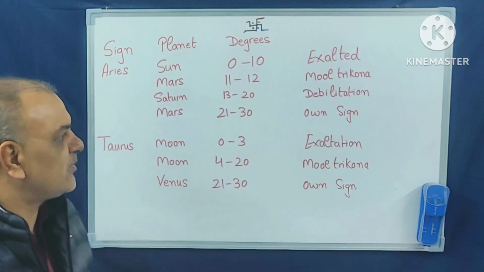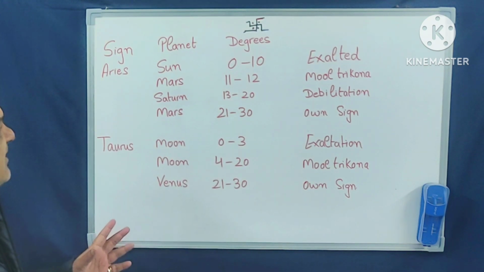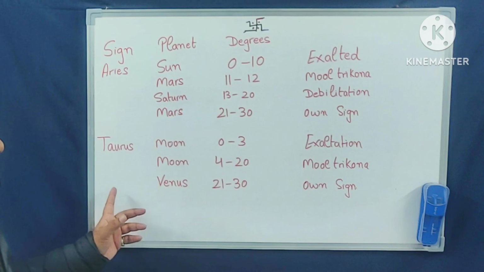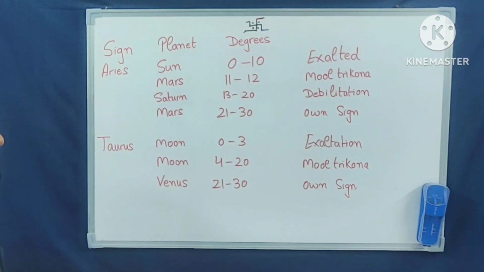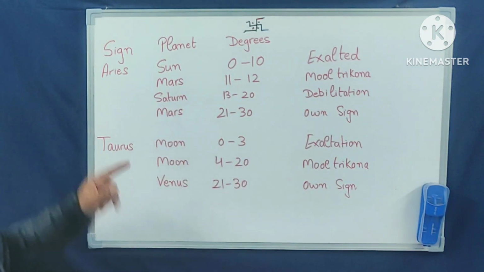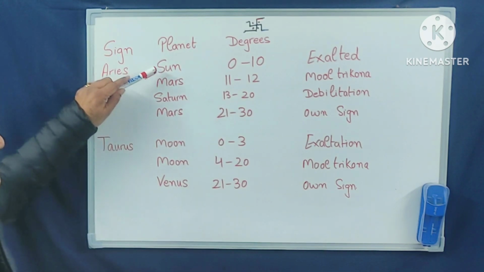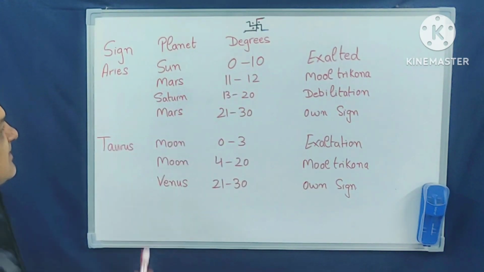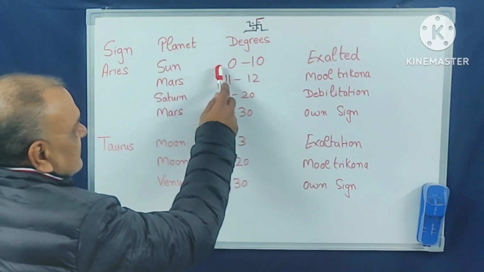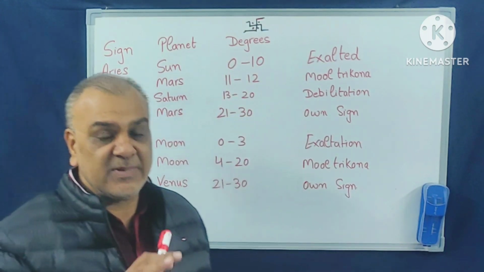Today is a very important topic and I request everyone to please pay attention. I have made a small chart, but I will give you more examples because I already have my notebook with me. These are the two signs, Aries and Taurus. In Aries, Sun is exalted. As you can see here, it is written Sun at 0 to 10 degrees. It is exalted. So what does it mean?